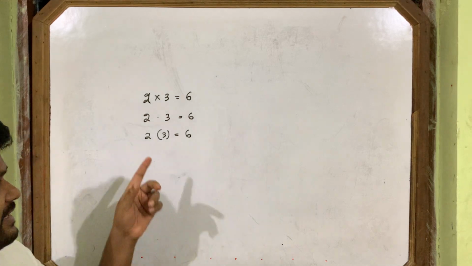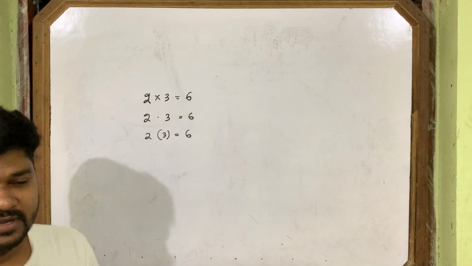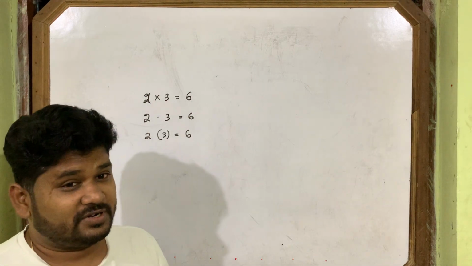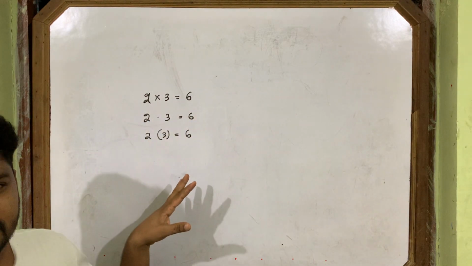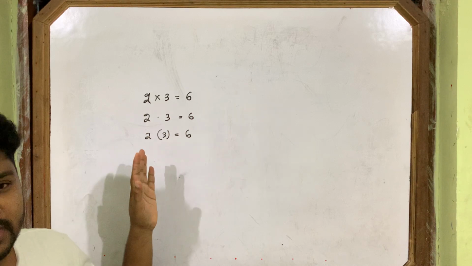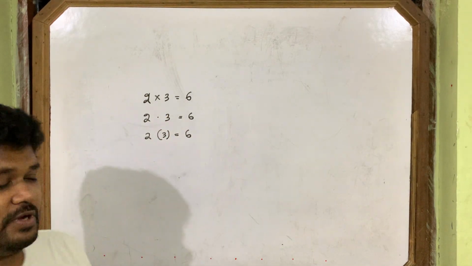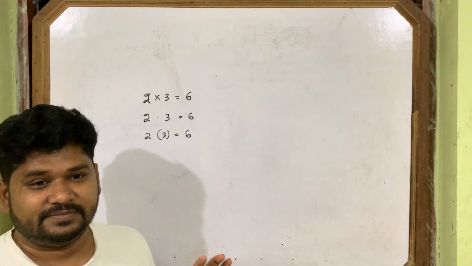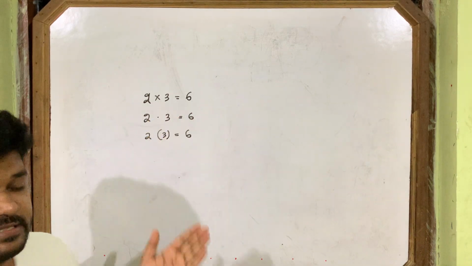So the first product I did using which symbol? That is the cross symbol. The second product I did by using the dot symbol. And the third product I did by using brackets. But you understood that whatever may be the symbol, maybe cross, maybe dot, maybe bracket, my question is the product of 2 and 3. So whenever you multiply two scalars like this, the symbol doesn't matter. The answer is the same.